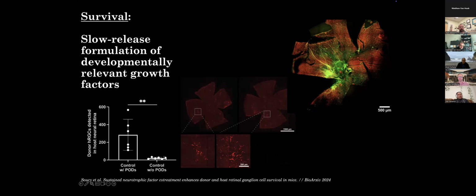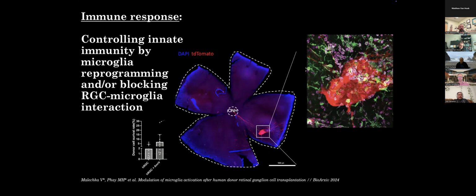It works quite well, both for mouse and human RGCs, and now we get survival in the range of hundreds after injecting 10,000, 5,000 RGCs per mouse eye, and it really enables us to do the quantification necessary to compare different kinds of treatments.